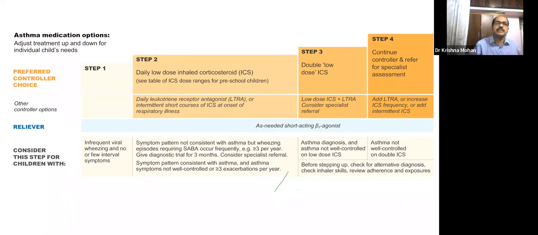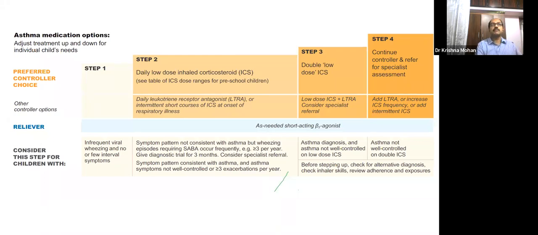And in April, he is again coming. So that means the symptoms are infrequent. So for such a case, for an infrequent viral wheezing, and if there are no interval symptoms, you just need to give symptomatic management. What is the symptomatic management? You just need to give SABA, that is salbutamol inhaler only.